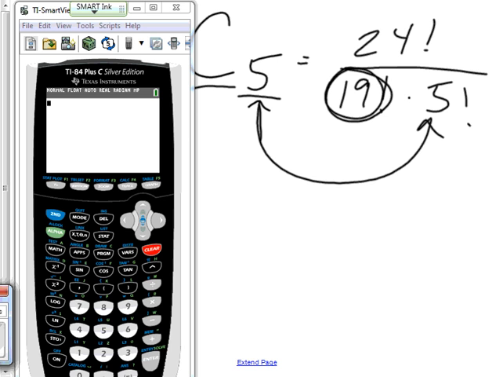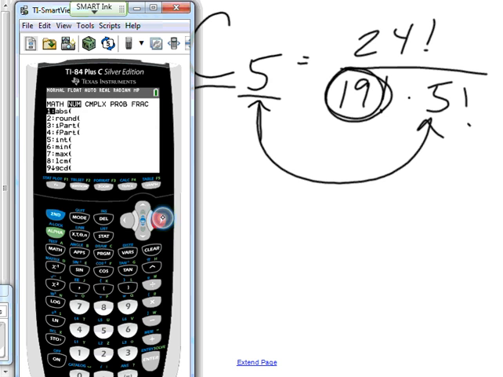So here it is from the top. If I want 24C5, I'm typing in 24. And then to get the C, I go to Math, arrow over to Probability. Most people's calculator just says PRB on it. I've got the fancy operating system where it goes a little further. Anyway, and then I arrow down to C, nCr. Hit Enter. Now it says 24C, and then it wants to know what's the other number. 24C5. And I hit Enter. And 24C5 is 42,504 different teams I could bring just out of this classroom.